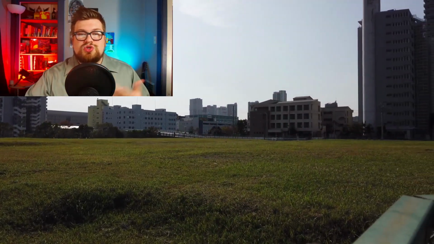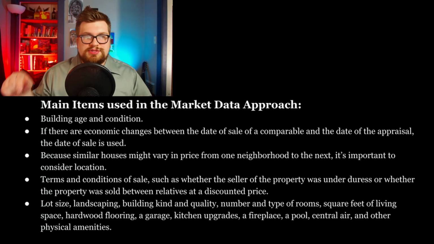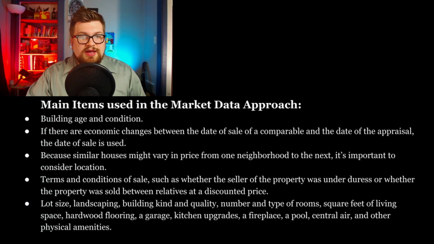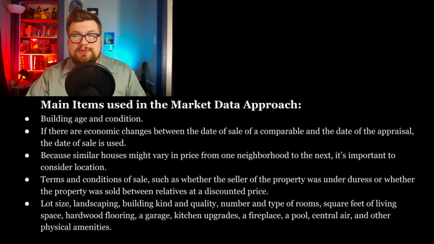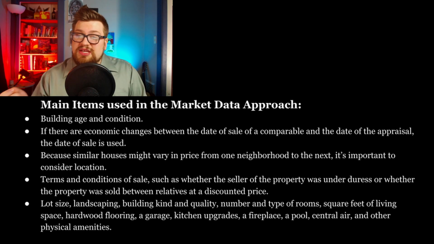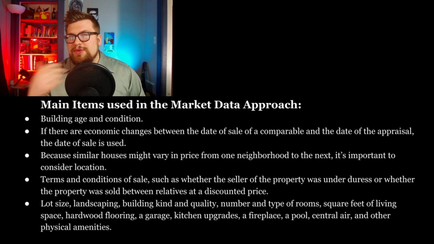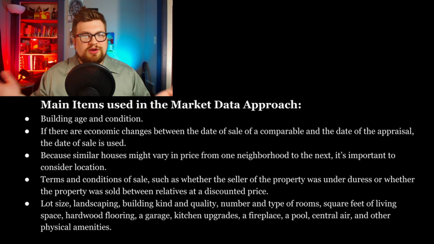Now, the main items used in the market data approach are as follows. Building age and condition; if there are economic changes between the date of sale of a comparable and the date of the appraisal, the date of sales used. Because similar houses might vary in price from one neighborhood to the next, it's important to consider location, terms and conditions of sales, such as whether the seller of the property was under duress, as we talked about earlier, or maybe the property was sold at a discounted price. And then lastly, lot size, landscaping, building kind, quality, kitchen upgrades, garage, all that stuff, any physical amenities.